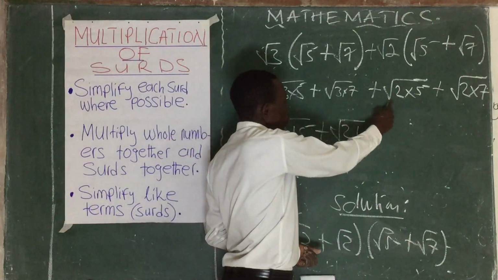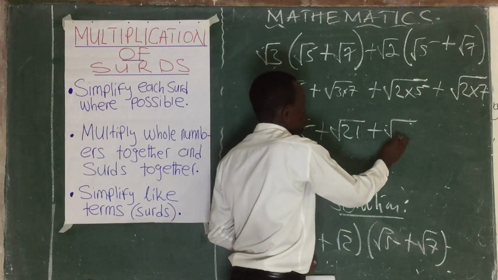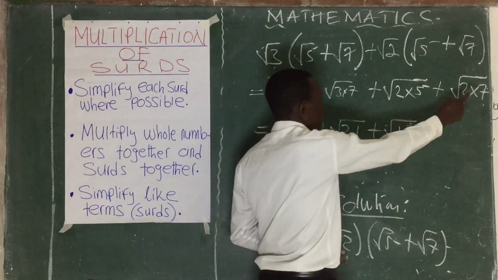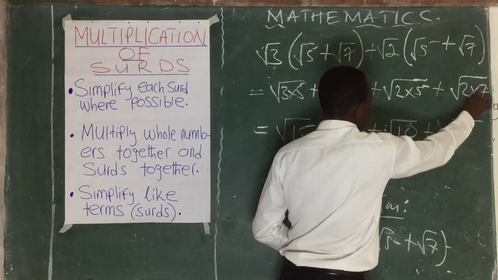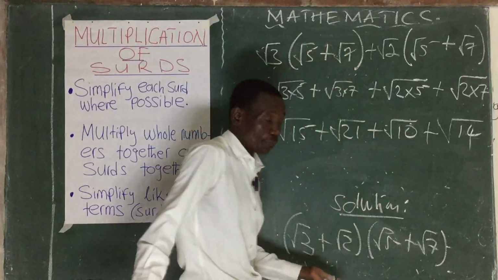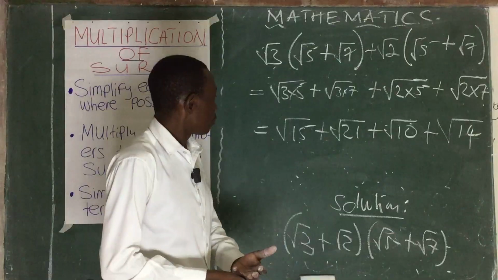And here what do we have? We have 2 times 5 in the root. We get what? Root of 10. What about here? You also have the same scenario. Root over 2 times 7, and this gives us what? 14.